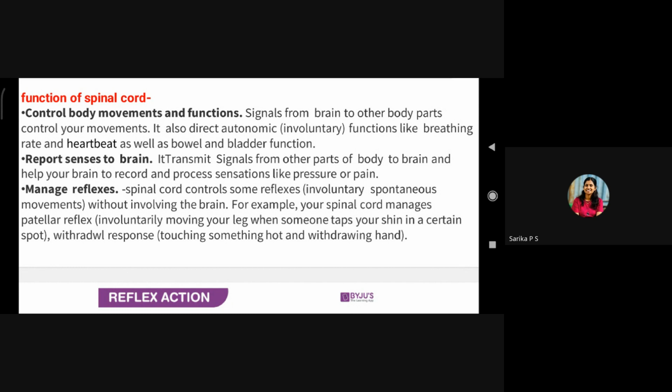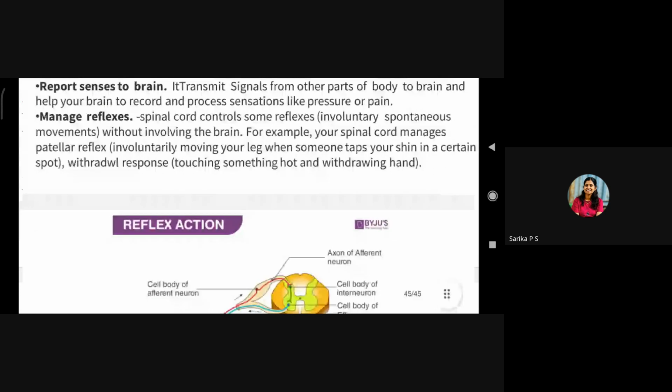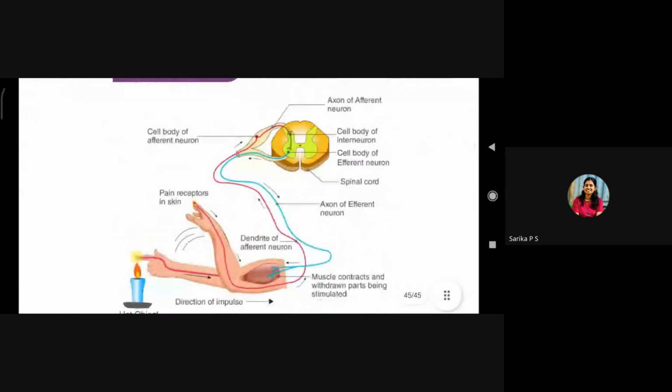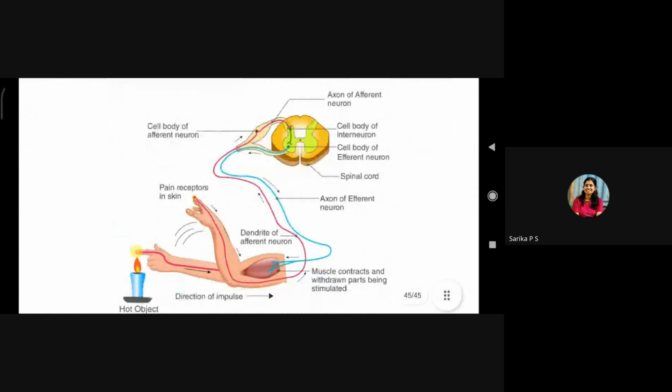So withdrawal response, touching something hot and withdrawing hand, are examples of reflex action which do not involve brain. Now here you can see the example of reflex action and how the mechanism is going on. Like someone's finger is on the flame, and immediately, instantly, he or she is removing hand or finger.